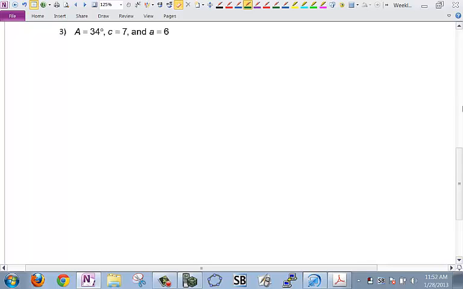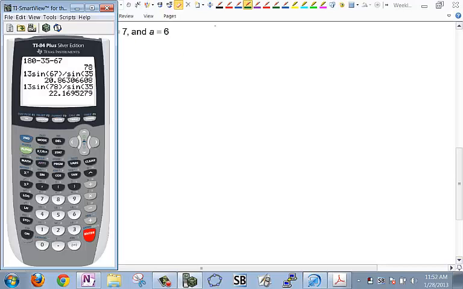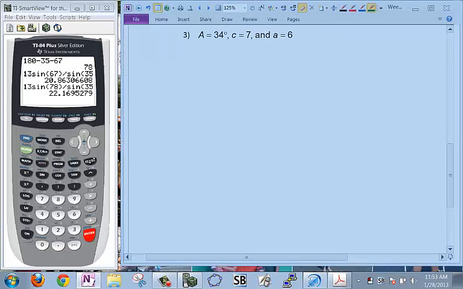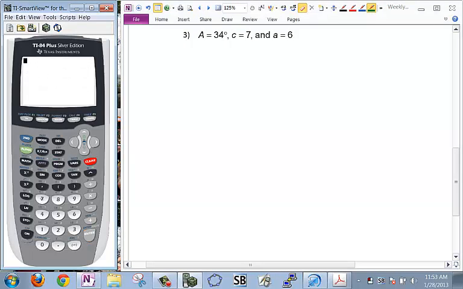Okay, so number 3. This is another side-side-angle where the opposite side is shorter than the adjacent side, but this is an acute angle, so that can still have solutions. First thing I'm going to do is check how that length compares to the perfect length. So in my calculator, I say 7 sine of 34. Because 6 is longer than 3.9 but shorter than 7, this will have 2 solutions.